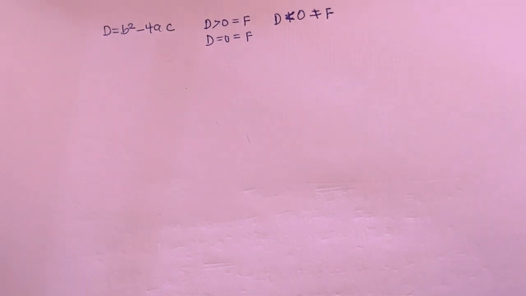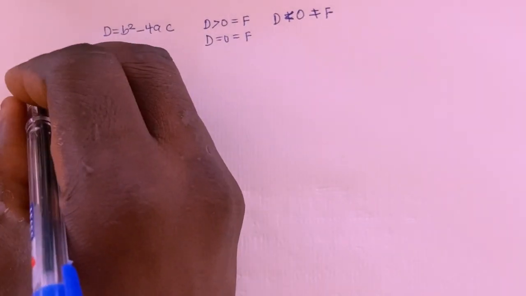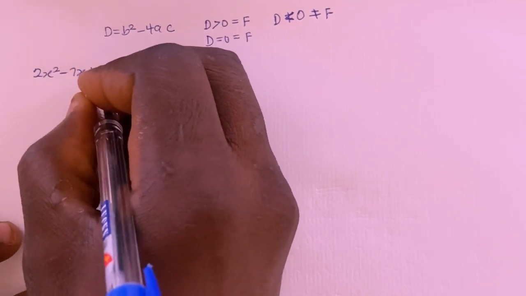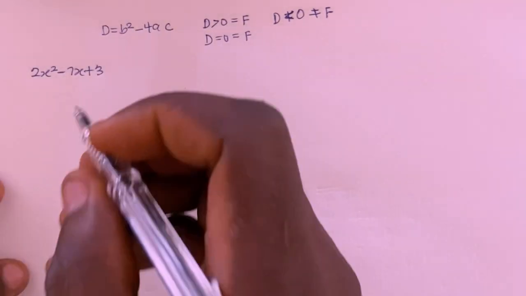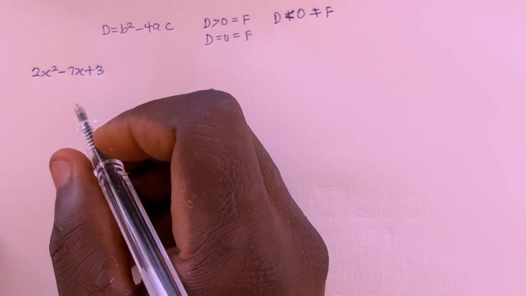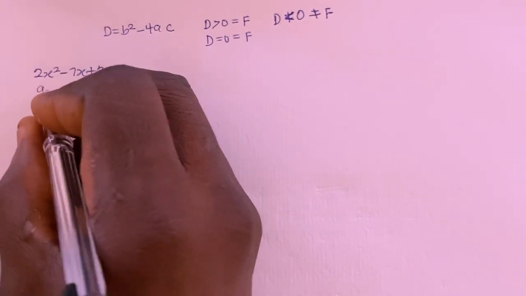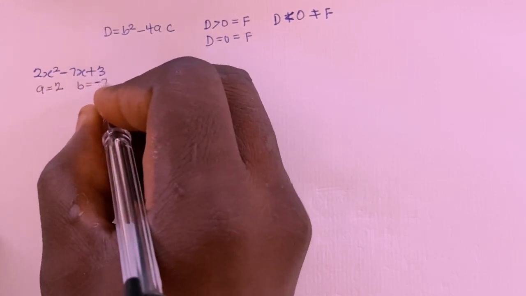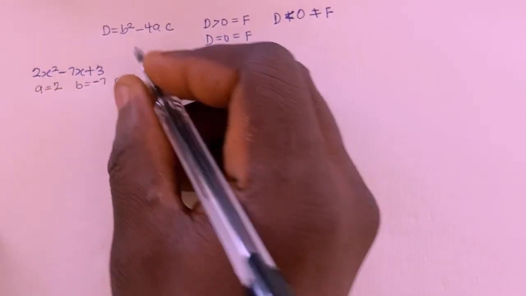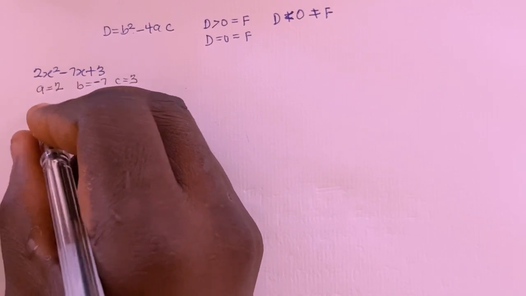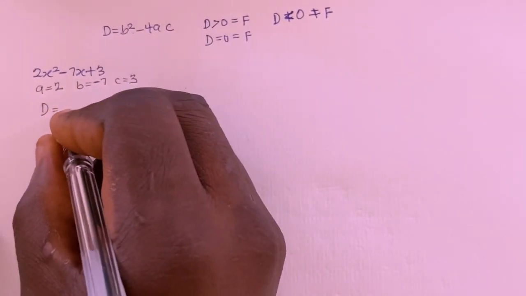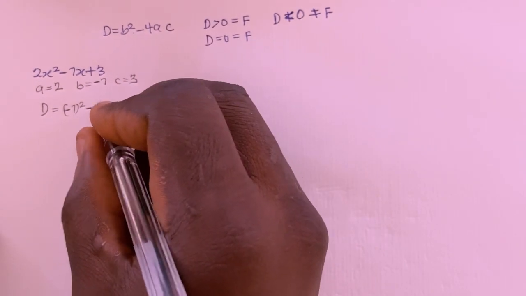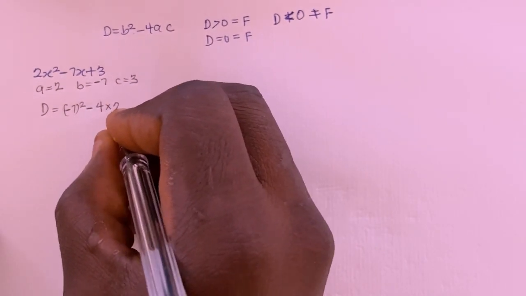So now let's go ahead. Let's say you are given the expression 2x squared minus 7x plus 3, and we are asked to check if it is factorizable or not. First we know that a equals 2, b equals minus 7, and c equals 3. Putting it in this formula, d equals b squared, which is minus 7 squared, minus 4 multiplied by a, which is 2, then multiplied by c, which is 3.